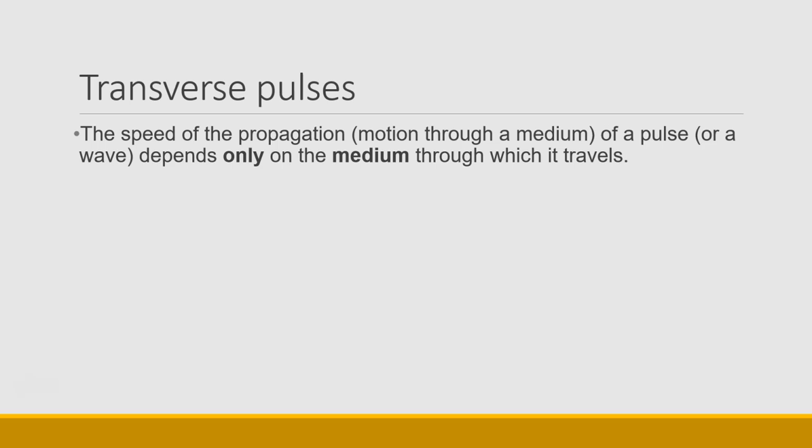Now, propagation of a wave really means motion through the medium. So it's like saying the speed of the movement of a pulse or a wave through the medium depends only on the medium through which it travels. And propagation is just a fancy word that we use for pulses and waves.